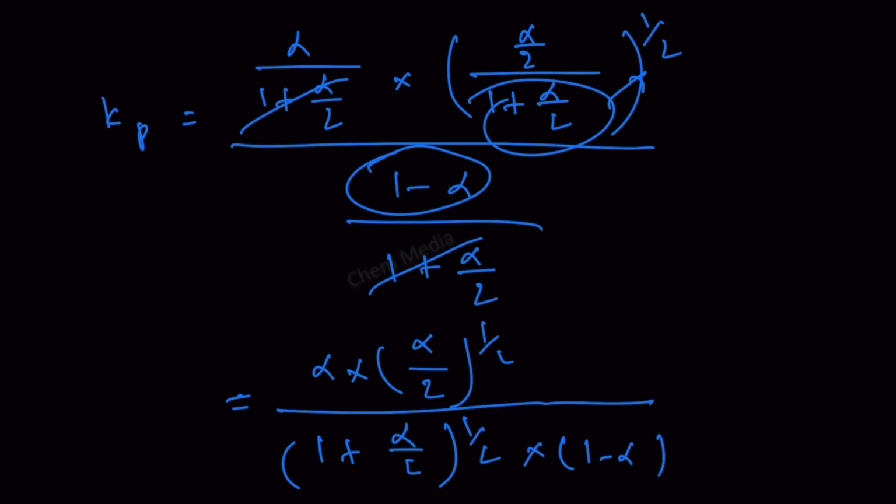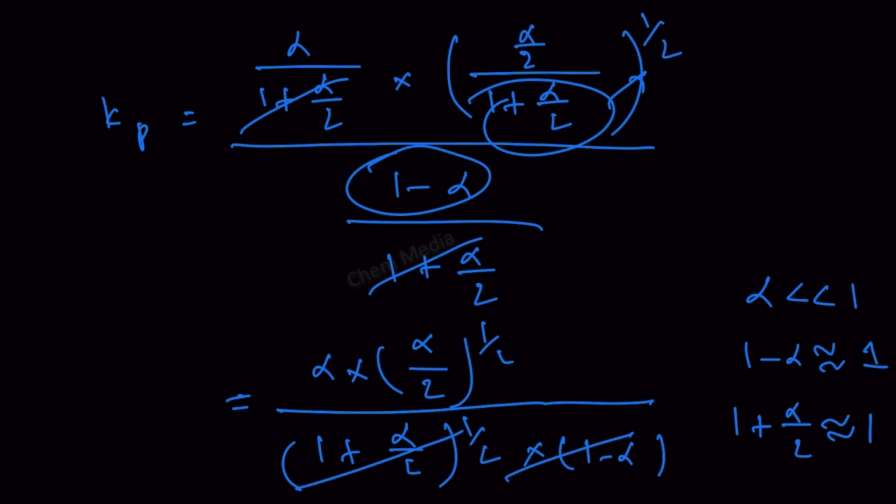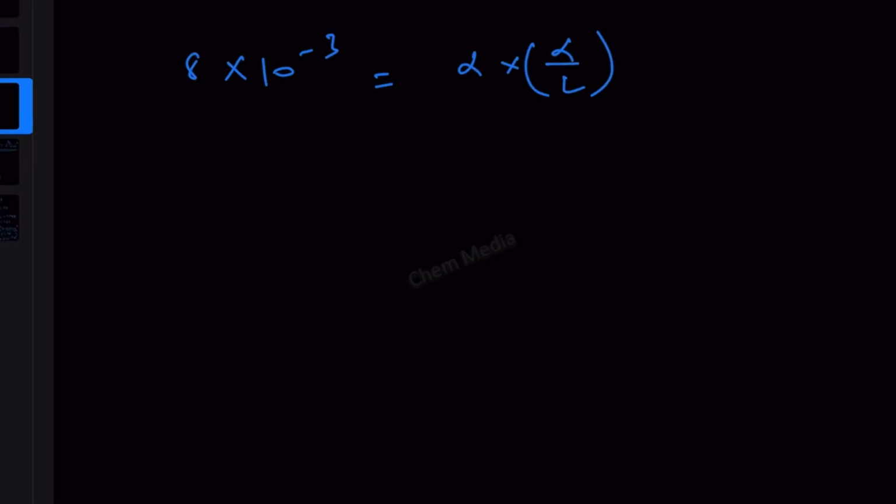Now the condition given here is alpha is very less than 1. So this means 1 minus alpha is approximately equal to 1 because we are subtracting a very small number. Likewise, 1 plus alpha by 2 is also approximately equal to 1. So this means this entire expression is simply 1. So therefore, Kp is simply this term, which means 8 times 10 to the power minus 3, that is the value of Kp given, is equal to alpha times alpha by 2 to the power 1 by 2.